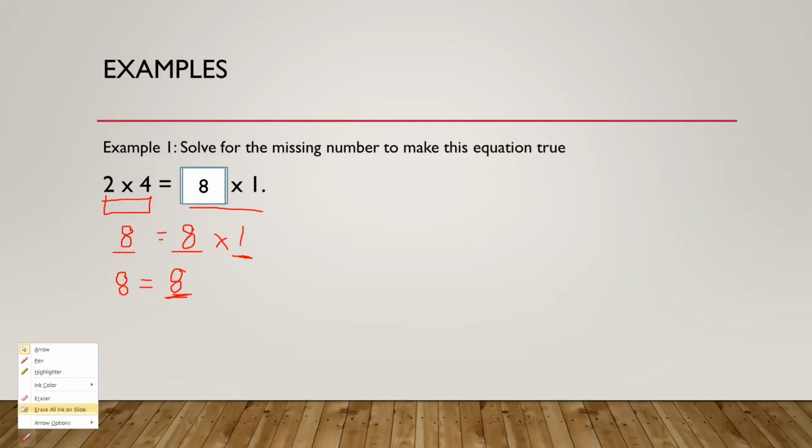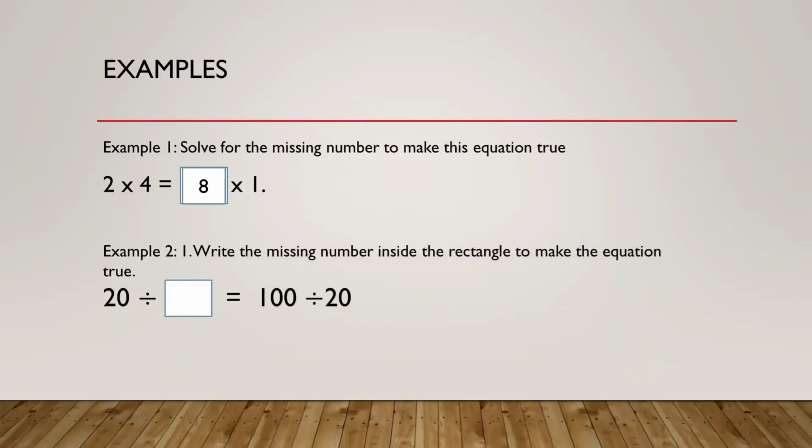So, now let's move on to second example. So, example 2 is, write the missing number inside the rectangle to make the equation true. So, like what I said, isolve muna natin yung pwedeng isolve. So, since missing yung nasa left, right hand side of the equation, so hindi muna natin siya isolve. So, dito, so pwede na natin siyang isolve. So, 100 divided by 20 is equal to 5. So, 5 yung sagot dito. So, to prove that dapat 5 is equal to 5 siya.